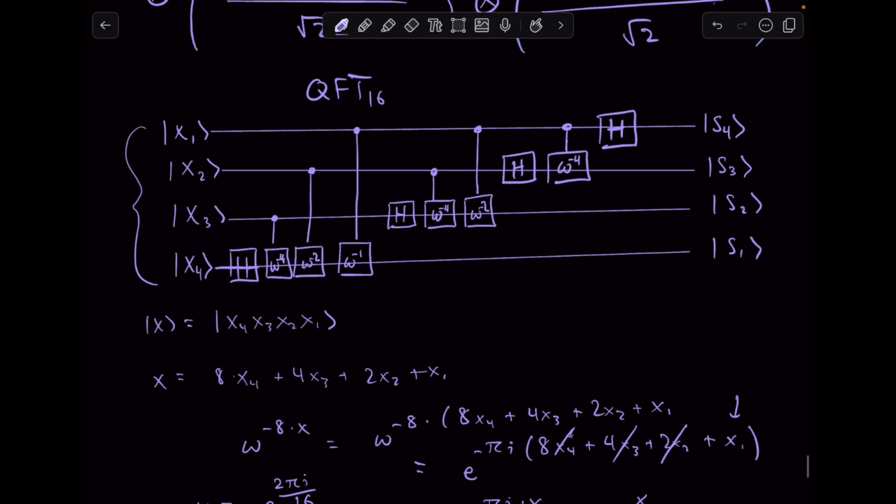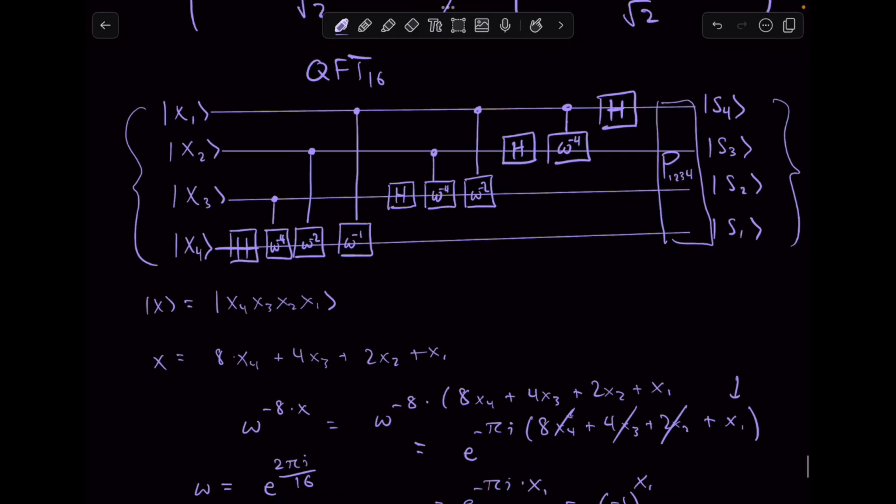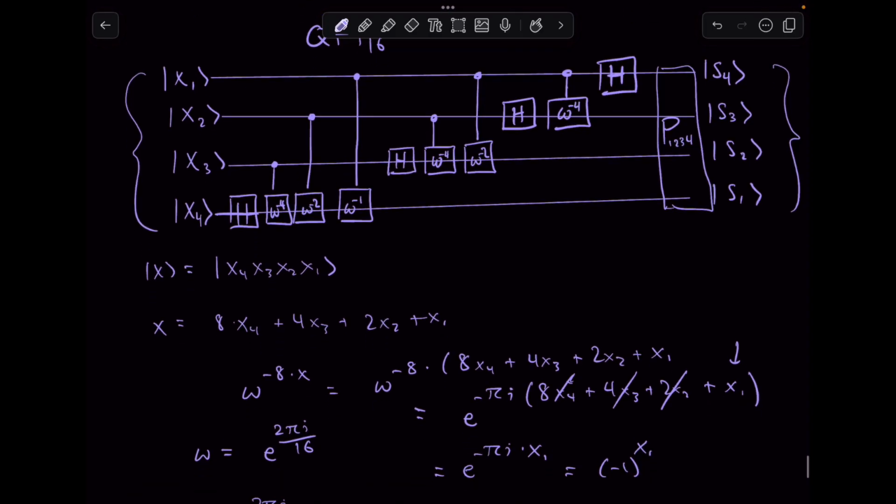And in the process, we swapped the order of the bits here in terms of their significance. So there are some conventions where you just do a permutation gate here to permute these qubits. But it's really not important. This is the idea. This is the Quantum Fourier Transform.